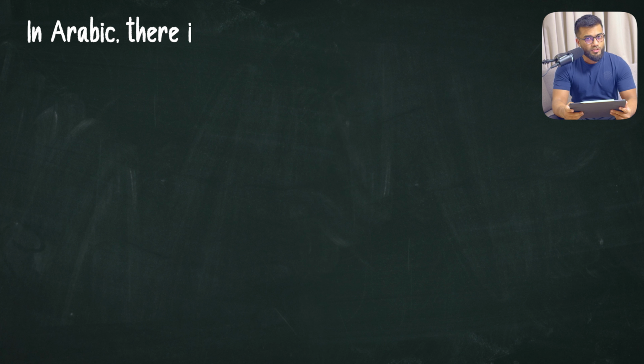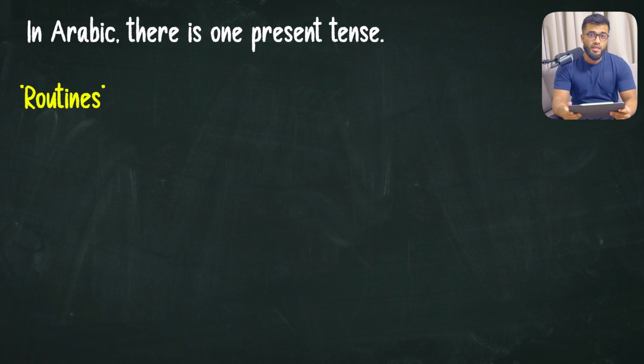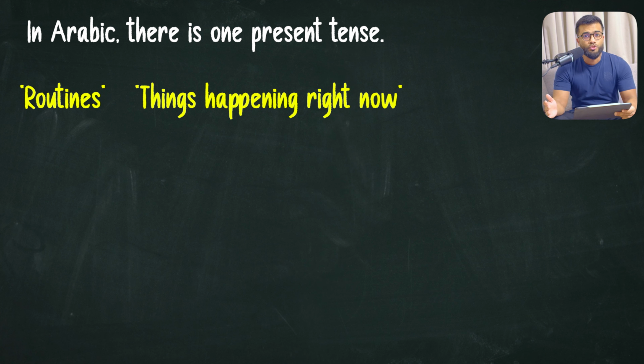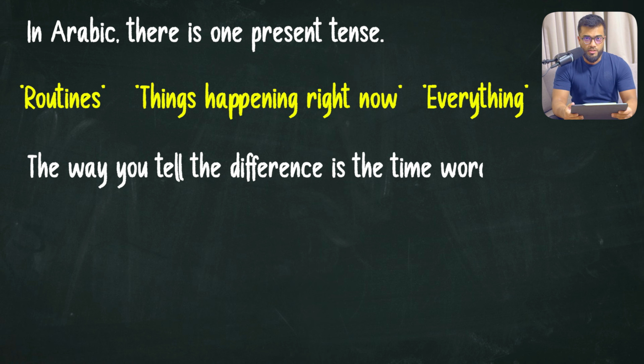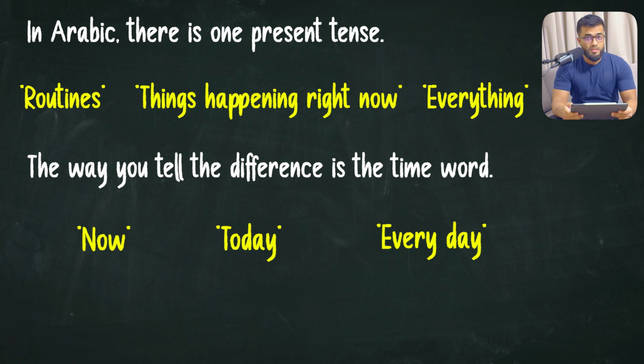In Arabic, there is one present tense. One. You use it for routines, you use it for things happening right now, and you use it for everything. The way you tell the difference is the time word, such as now, today, every day, and so on. The time word does the work. The verb stays the same.